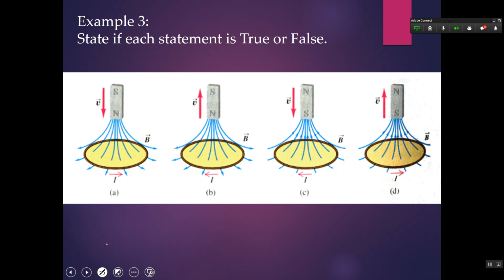So Genevieve, I'm going to ask you for B, and Hugo, I'm going to ask you for C, okay? Because you also look very confused. In this case, I have the north end of the magnet going down. North end is downwards, and I'm moving it upwards.